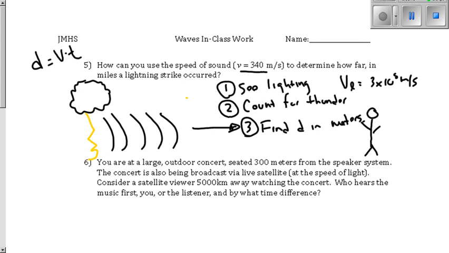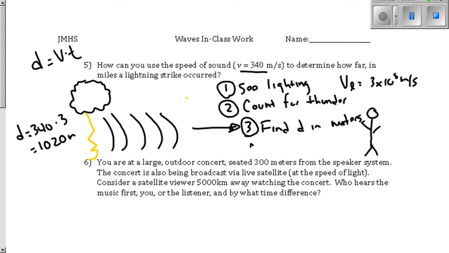Right, and we're going to do that because we know, say that it occurs for, or there's 3 seconds of delay. That means that our distance is 340 times 3, or let's see, that's going to be 1,020 meters. Right, so every 3 seconds is 1,020 meters away.